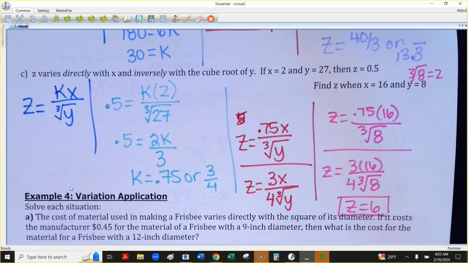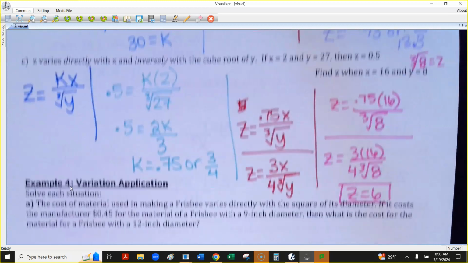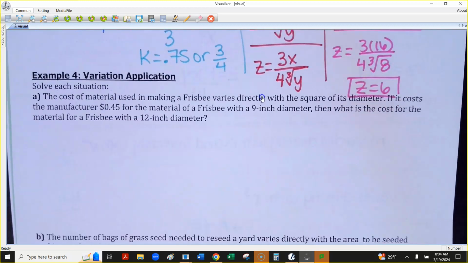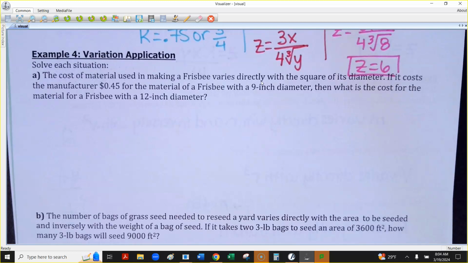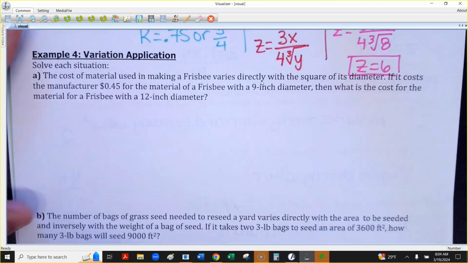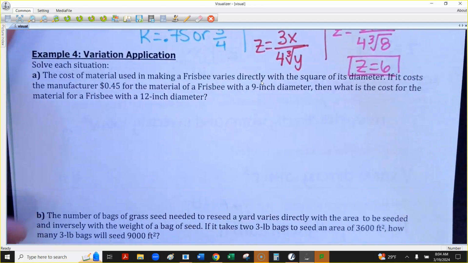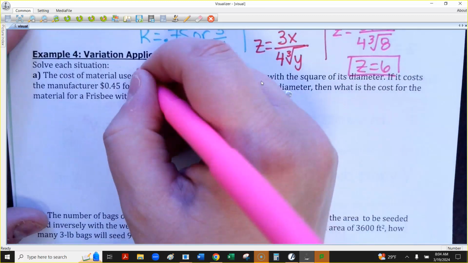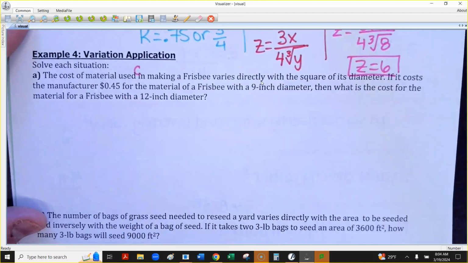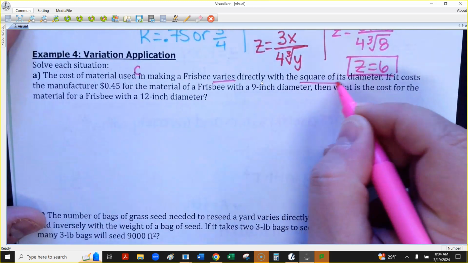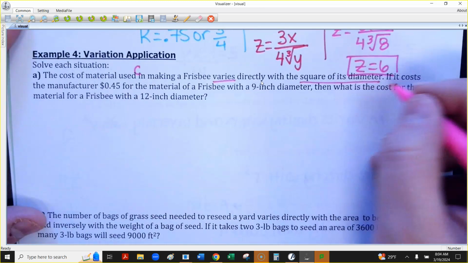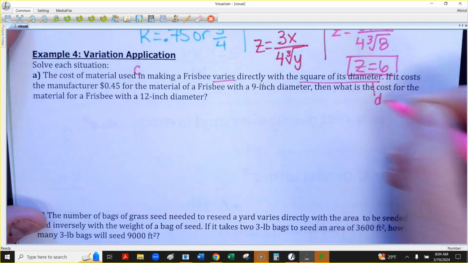Okay. The last 2 here, these are kind of the same concept, but it's just a little bit of a word problem. So we're going to set these up. And you might want a calculator because a couple of these have decimals. This guy says, cost of material used in making a Frisbee. Since it says the cost of material, I'm just going to use C for the cost. Varies directly with the square of its diameter. All right, and then for diameter, I'm going to just use D.